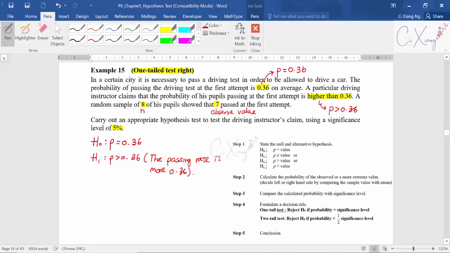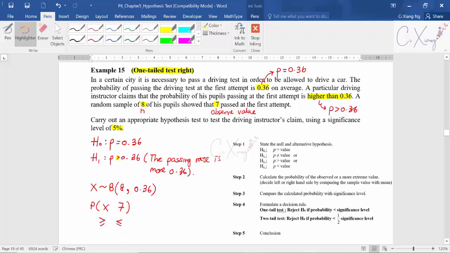Now I proceed to the second step. Because I'm testing the population proportion, I'm using the binomial distribution to solve it. For my binomial distribution, n is 8 and p is 0.36. Then you want to calculate the probability for x and 7. You have two options here: should you use greater than or equal to 7, or smaller than or equal to 7?